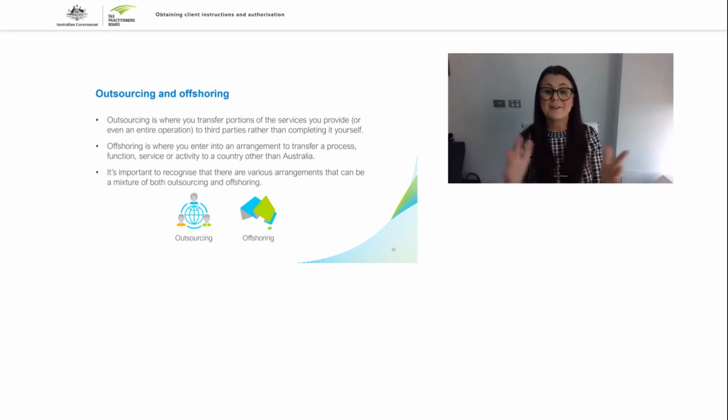Hosting client data on a cloud-based platform. It could be seeking an opinion or advice from a third party, such as another tax agent, or getting some legal advice from a legal practitioner. Or it could be contracting with a third party domestically to undertake specific work. That could be the bookkeeping, for example.